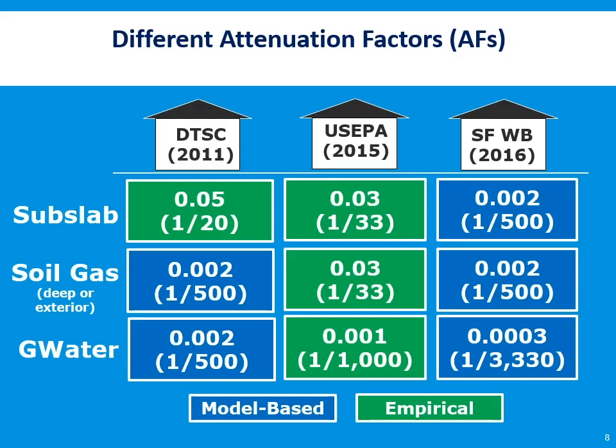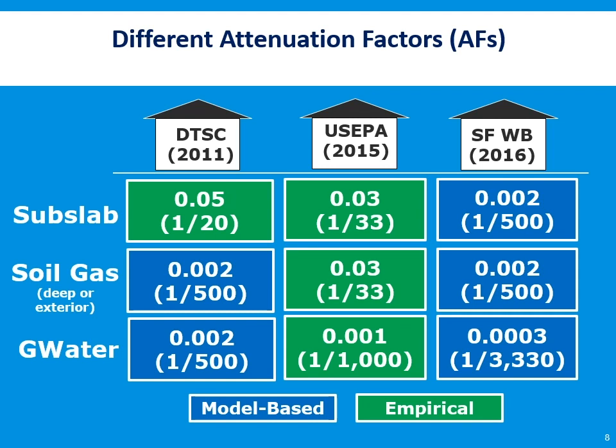When we started developing the guidance, both the DTSC and the Water Board recommended attenuation factors based on the Johnson-Ettinger model for deeper soil gas and groundwater. Model-based attenuation factors are shown in blue. In 2015, US EPA published guidance recommending attenuation factors based on an empirical database of attenuation factors observed in buildings nationwide. Empirically based attenuation factors are shown in green.